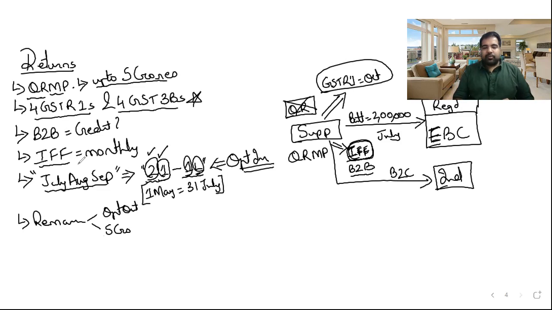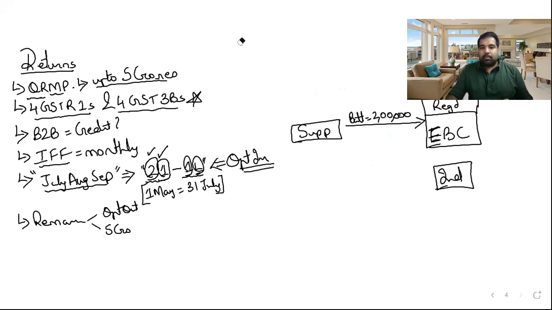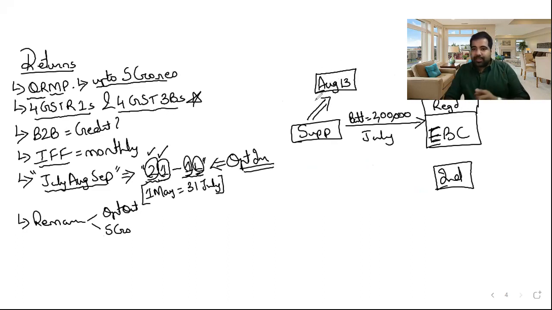This is IFF. So now let's see, have you opted for IFF? Yes. This person will definitely opt for IFF. So we're in the month of July, and you will file your IFF by August 13th. That is July's IFF by August 13th. So by the 13th of the next month, you have to file the IFF.